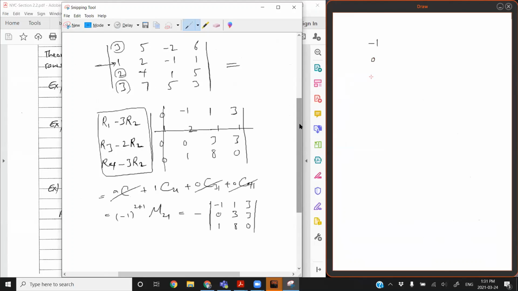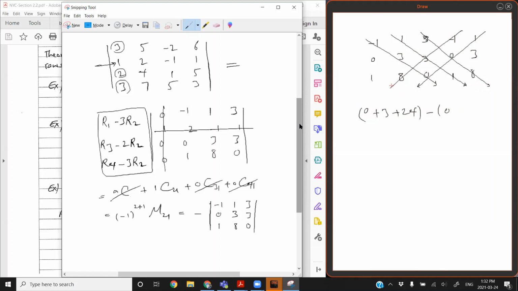1, 0, 1, 1, 3, 8, 3, 3, 0. And then I have to repeat these first two columns. And then the product of these is going to be 0, plus the product of these, that's going to be 3, plus the product of these, 24, minus, open brace, product of these, 0, product of these, minus 24, and product of these, 9.